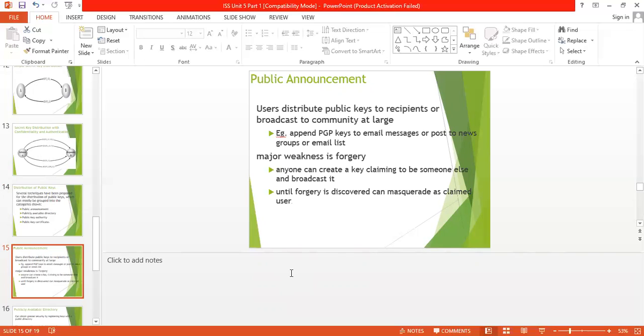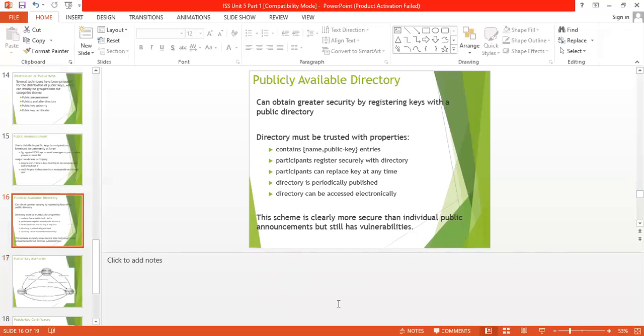And second is the publicly available directory. Here the public key is stored in a public directory. Directories are trusted, with properties like participant registration, access, and being allowed to modify values at any time. It contains entries such as name and the public key. A directory can be accessed electronically, but it is still vulnerable to forgery or tampering.